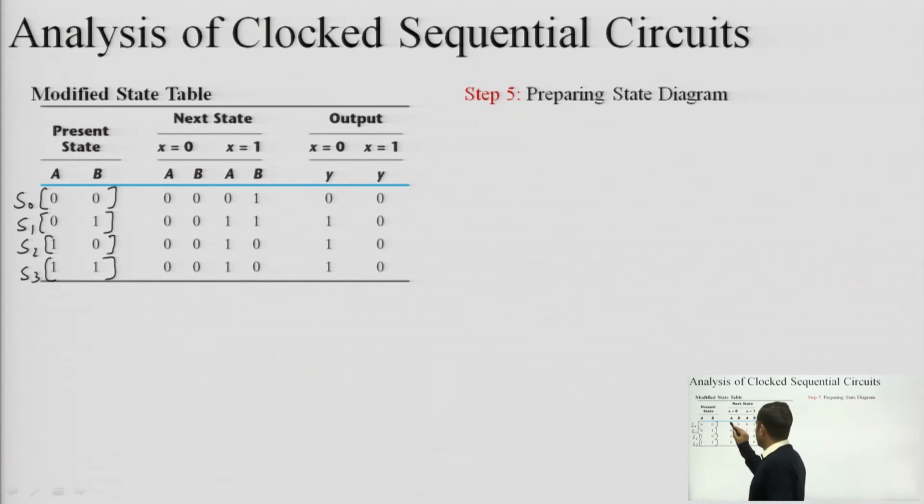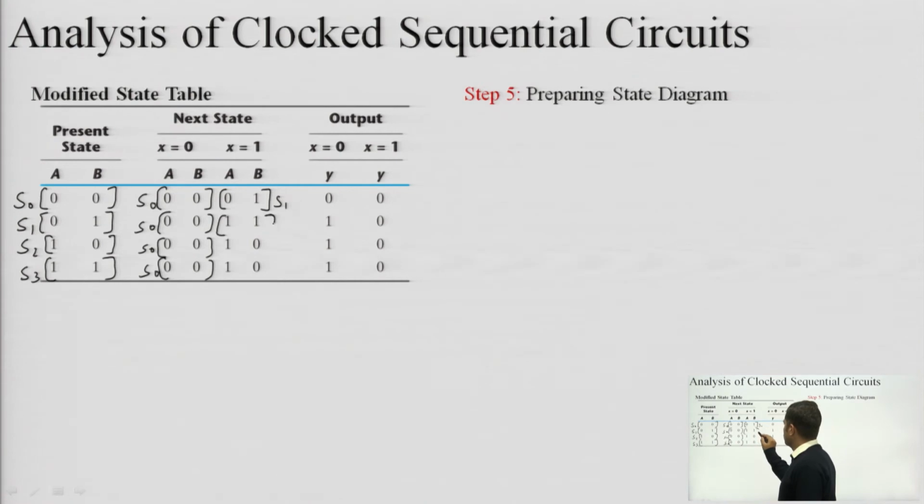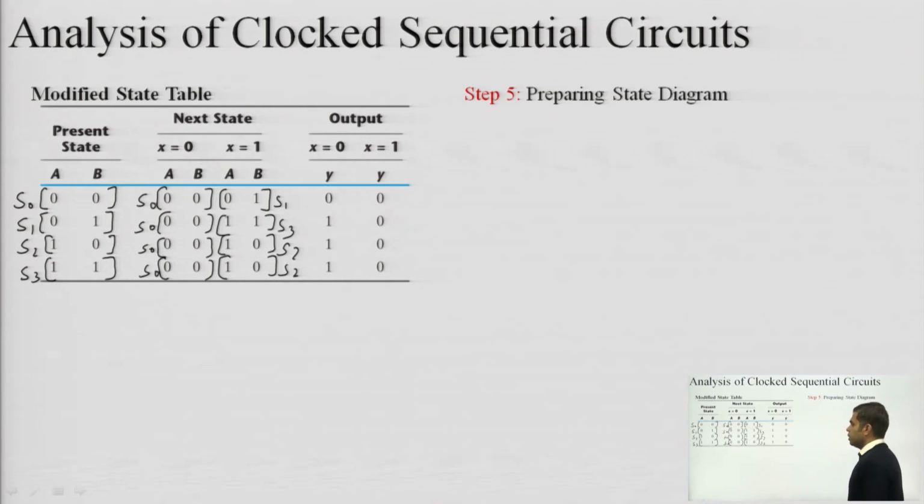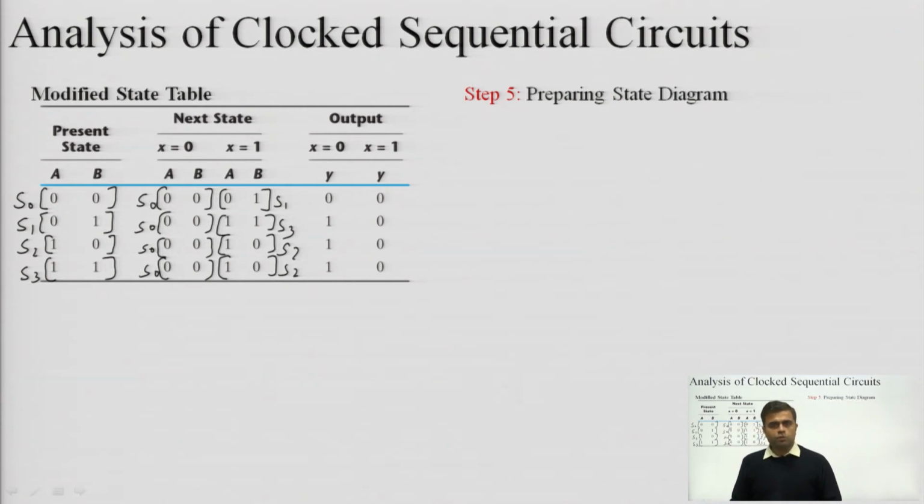Okay. Then you can again see that this is equal to S naught, this is S1 again. So all these are S naught, and this 1 1 is equivalent to S3, 1 0 is equivalent to S2, and 1 0 again is equivalent to S2. Okay. So either you can prepare the final state diagram in form of S naught, S1, S2, S3, or you can prepare in form of 0 0, 0 1, 1 0 and 1 1. You can proceed in either way. So we can prepare both the versions.